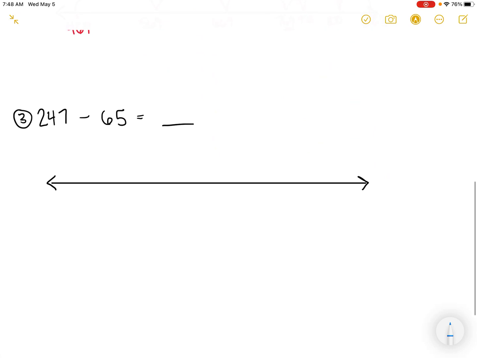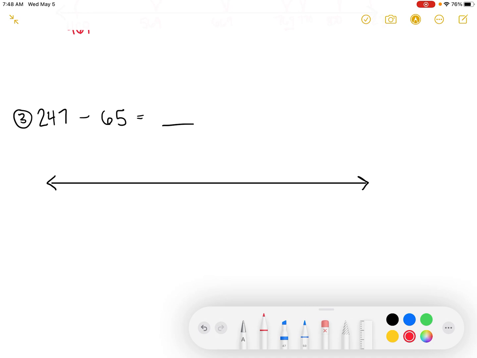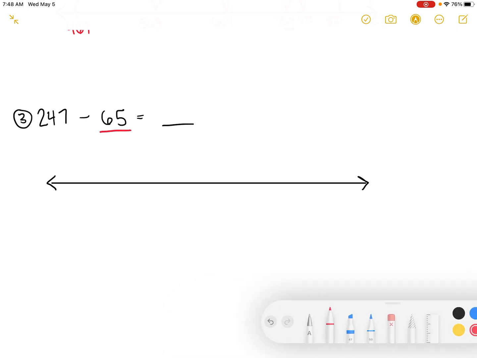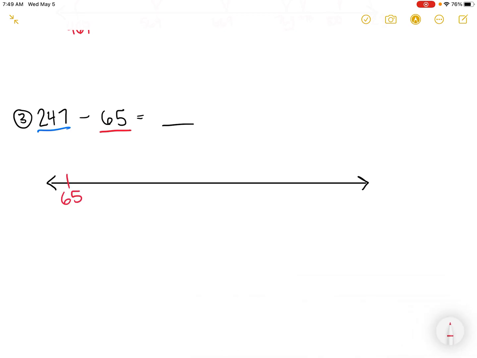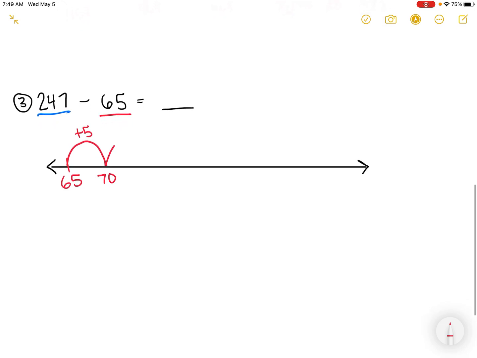Finally, let's look at our last problem. We have 247 minus 65. So just like the ones before, we start with our lower number and we count up until we get to our higher number. So we'll start with 65. And let's make jumps until we can get to 247. So I'm going to start by, right now we're in the 60s, I want to get to 70. Just to make it nice and even. So I can make a jump of 5 to get to 70. Now let's get to the next 100. So to get to the next 100, I have to jump 30.